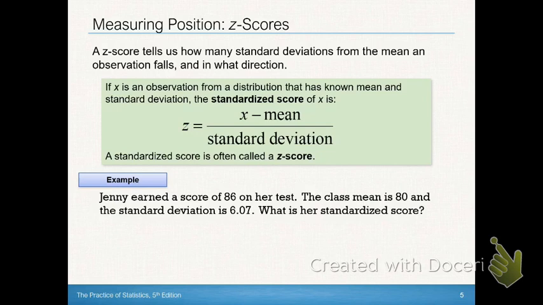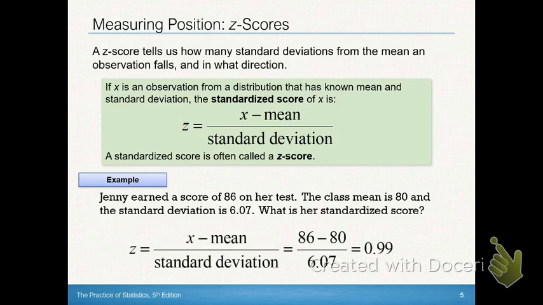So if we go back to our example with Jenny, who scored an 86 on her test, and now I give you the additional information that her class average on that test was an 80 with a standard deviation of 6.07. So if we want to find her standardized score, we'll use the z-score formula, and we'll plug in her value minus the mean divided by the standard deviation, and she has a z-score of 0.99 or almost 1. So that means she scored about 1 standard deviation above the mean, or about 0.99 standard deviations above the mean.